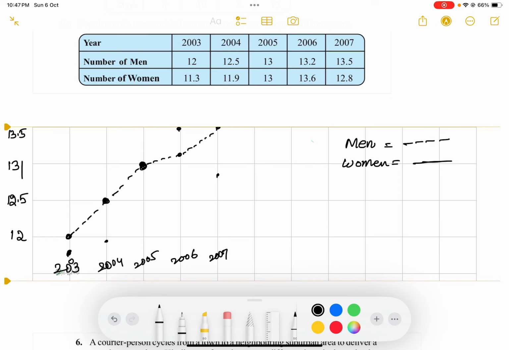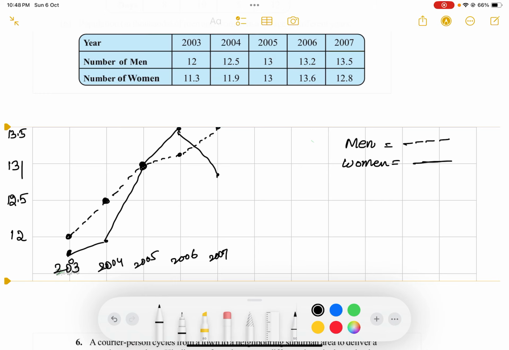So now we want to draw the dark line. 2005, how much is it? 13. So 13 means this one. And then 2006 is 13.6, this one. And then 2007 is 12.8. So you can draw this. So now this is the men's graph and this is the women's graph. These are the linear graphs, we can say. I hope it is clear.